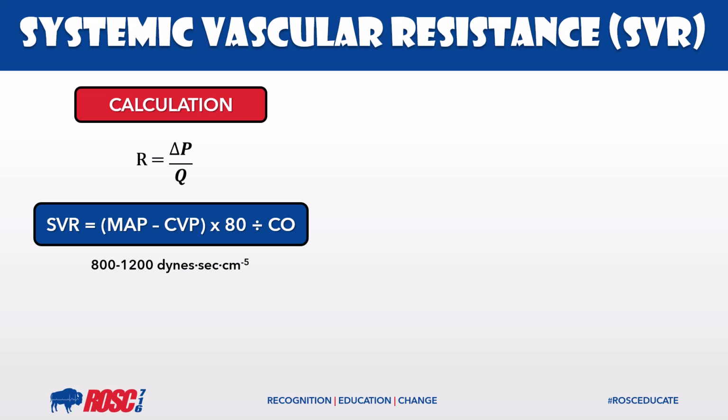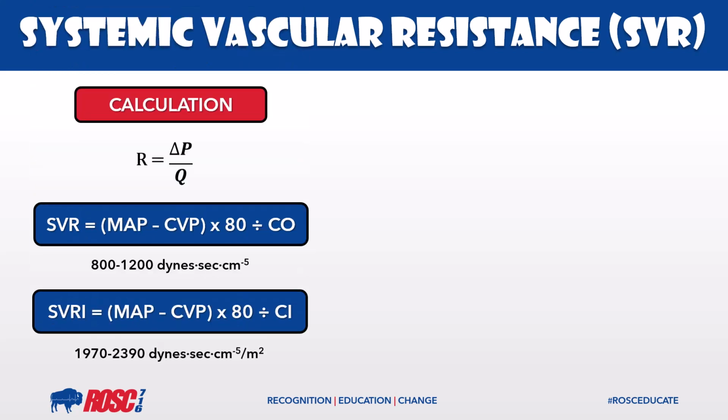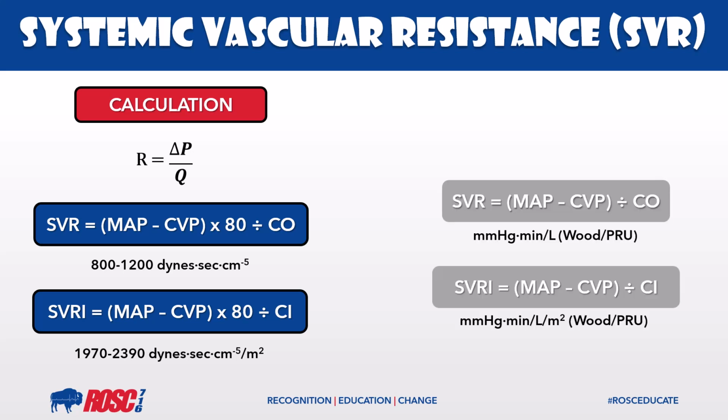We need to get in the habit of indexing all of our values based on body surface area. So to do that, we would do the same formula, but instead of using cardiac output, we would use the cardiac index. And normal there is 1970 to 2390 dynes. Now, the majority of the folks watching this session will normally see their SVR displayed in dynes, not Wood units. So we're going to save that for pulmonary vascular resistance here in just a moment.